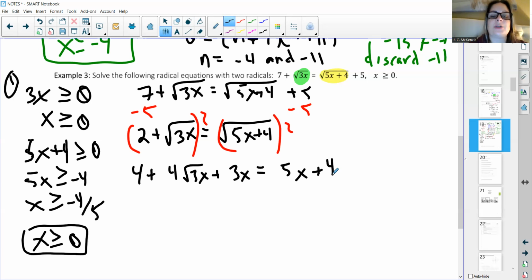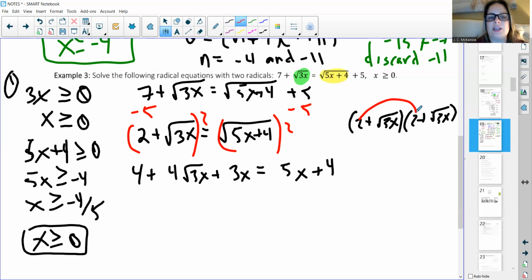So you're going to need to re-isolate those. Okay, so if you're wondering how I got that, again, it was just 2 plus square root 3x times 2 plus square root 3x. The 2 times the 2 gave me the 4. 2 times the square root 3x gave me 2 square root 3x, and I had it twice. So that's why it ended up being 4 square root 3x. And then the square root of 3x times the square root of 3x is the same thing as square root 3x squared, which cancels out that root sign. But we still have a square root.